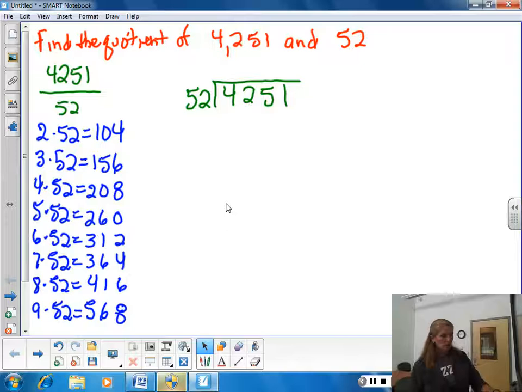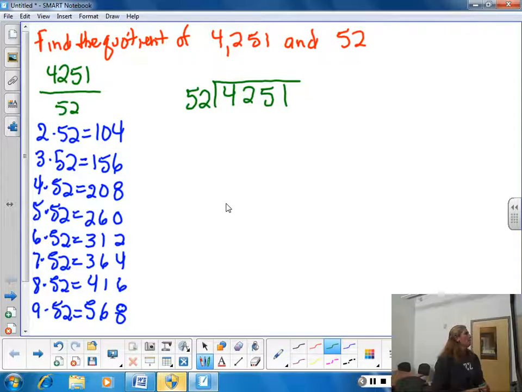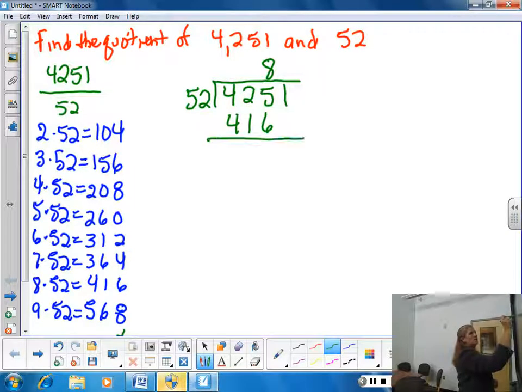Okay, so let's take a look at this. 52 does not go into 4. 52 does not go into 42. 52 into 425. Look down this list. 9 is too many. 8's just right. So we're going to say 8. 8 times 52 is 416. And then we subtract. 15 minus 6, I'm sorry, is 9. And 1 minus 1 is 0. And I'm going to bring down the next number, which is a 1.